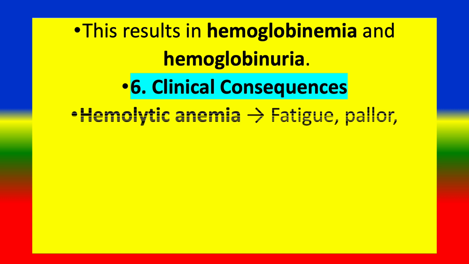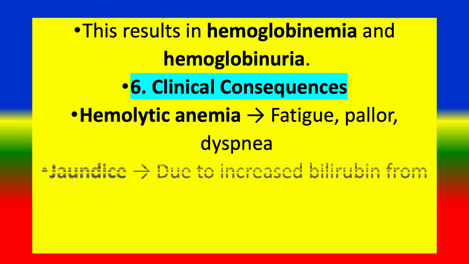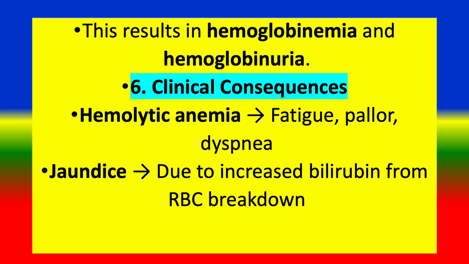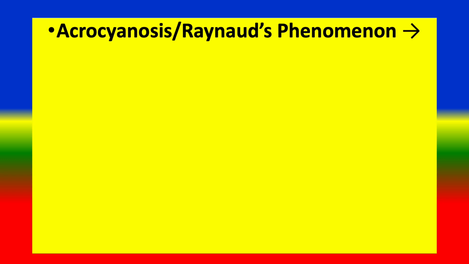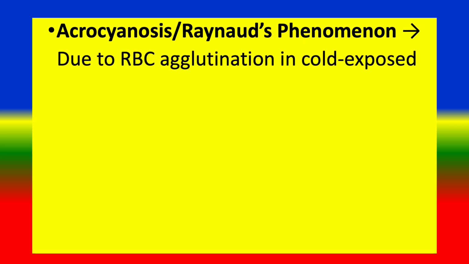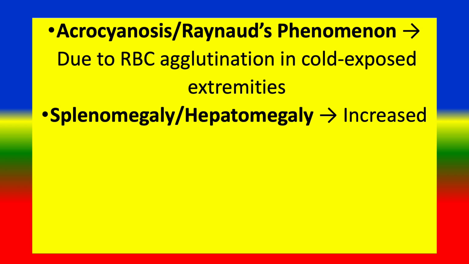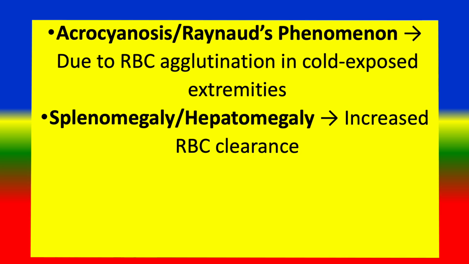6. Clinical consequences: hemolytic anemia, fatigue, pallor, dyspnea, jaundice due to increased bilirubin from RBC breakdown, acrocyanosis, Raynaud's phenomenon due to RBC agglutination in cold exposed extremities, splenomegaly, hepatomegaly, increased RBC clearance.